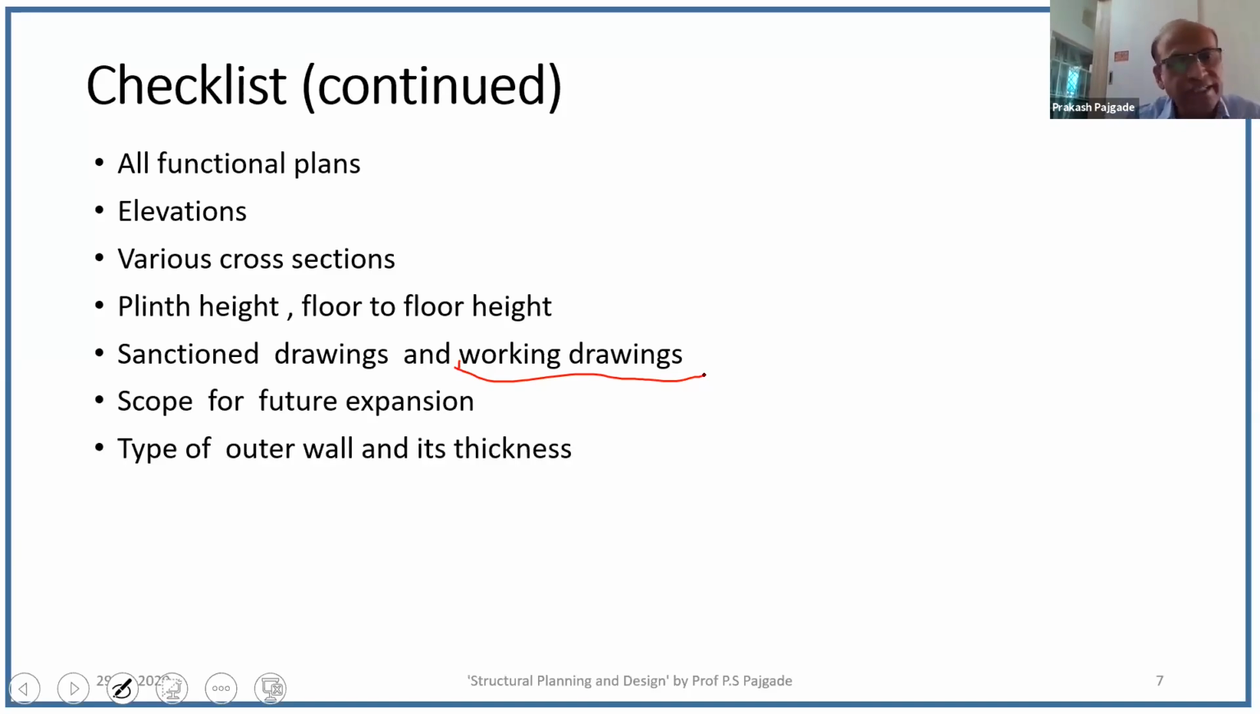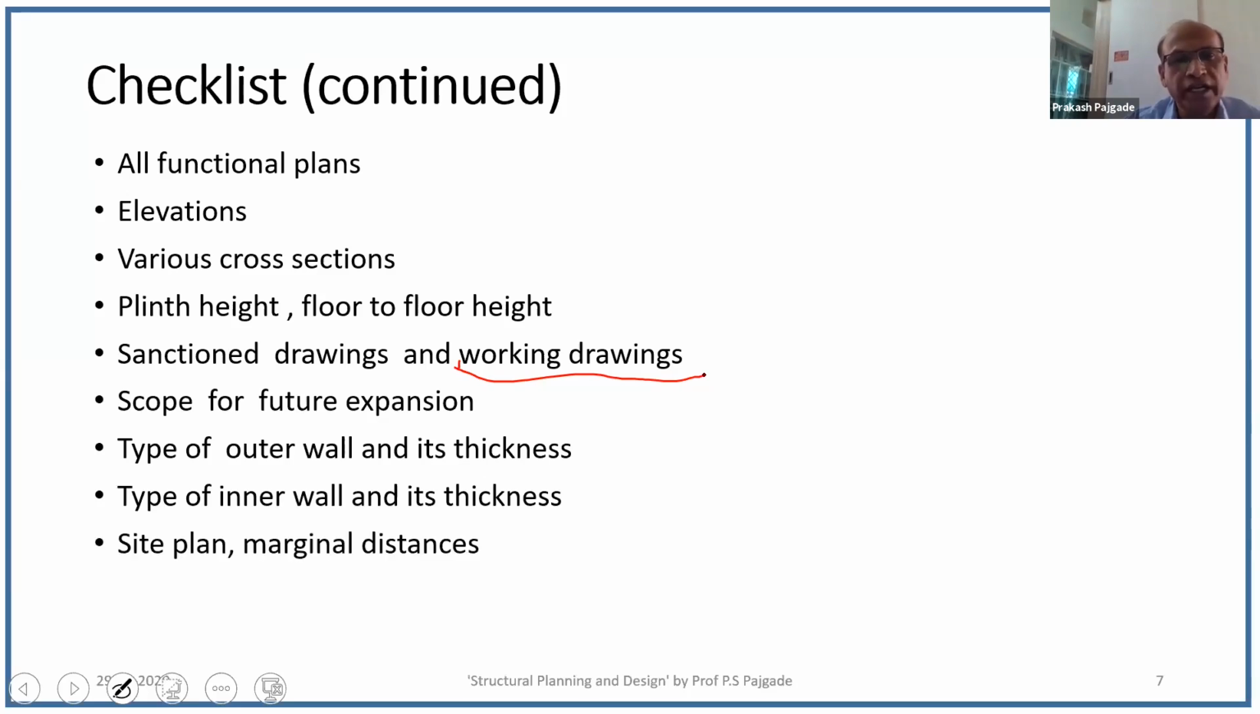Then, for considering the loads, we must know the type of outer wall and its thickness, meaning whether it is ALC block or normal brick, so that loads can be considered. Similarly, the type and thickness of the inner walls, the site plan and marginal distances. If there is no marginal distance, then we have to design an eccentric footing.